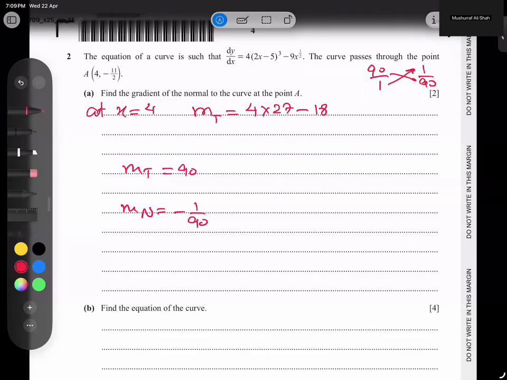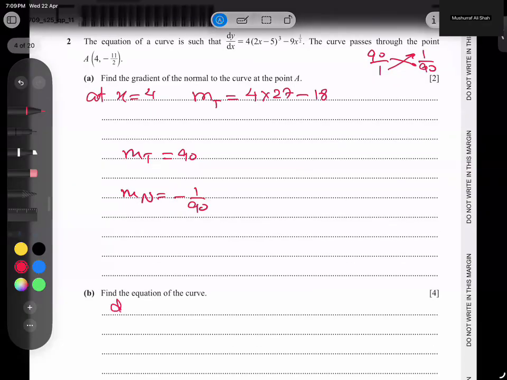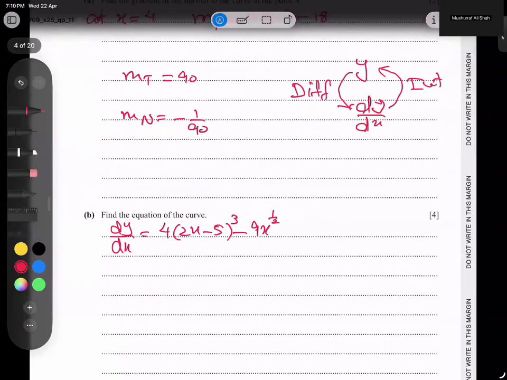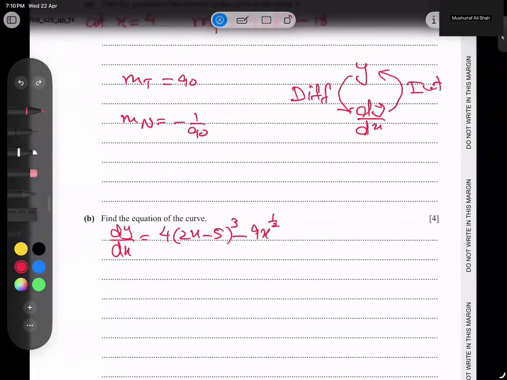Okay, so let's talk about the next part. The next part is the question of the curve. How to find the equation of the curve? We have the top equation given. So let me copy it first from there: 4 times (2x minus 5) to the power 3 and 9x to the power half. Students, you know, when we differentiate y, we get dy over dx. And if you want to go backwards, what I will do, students, is integrate. So it means if I integrate this left side expression, I'll get y directly. So y is equal to the integral of 4 times (2x minus 5) to the power 3.